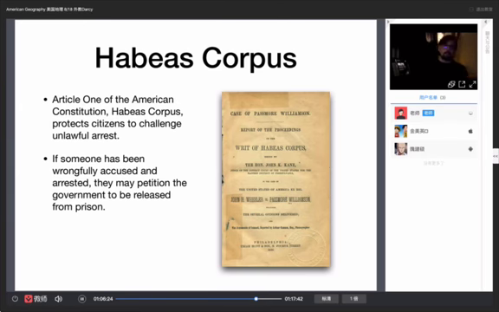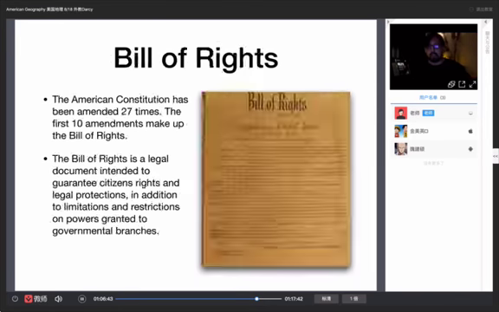Now, one of the articles of the Constitution is habeas corpus. Basically, habeas corpus protects citizens to challenge unlawful arrest. If somebody has been wrongfully accused and arrested, they may petition the government to be released from prison. And then we have the Bill of Rights. The Constitution has been amended 27 times. The first 10 amendments make up the Bill of Rights.